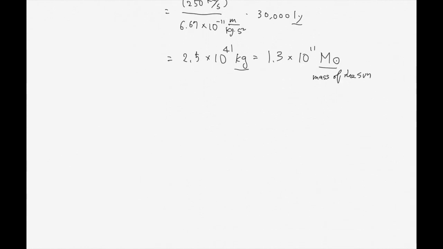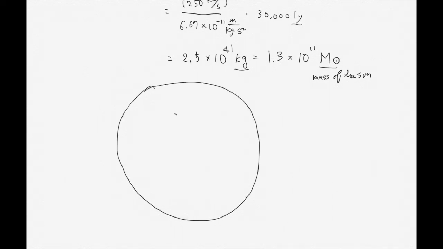So we consider the galaxy, a big circle, and then consider the orbit of the Sun. The inside of this region has 1.3 times 10 to the 11th solar masses.